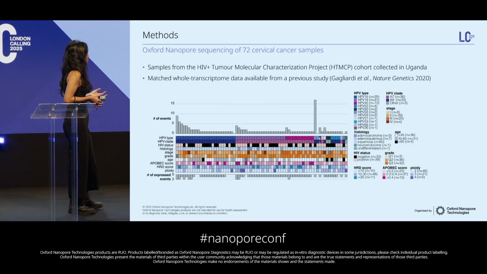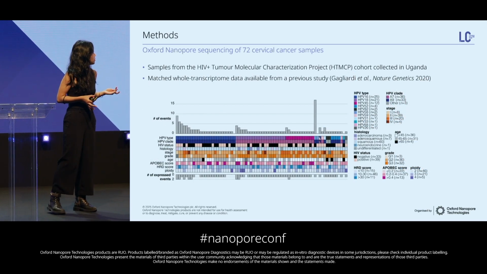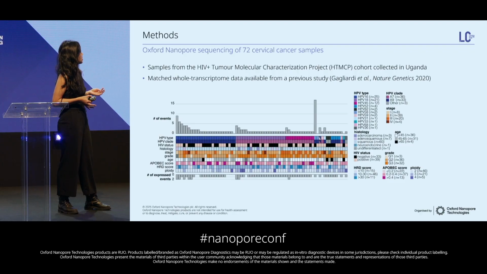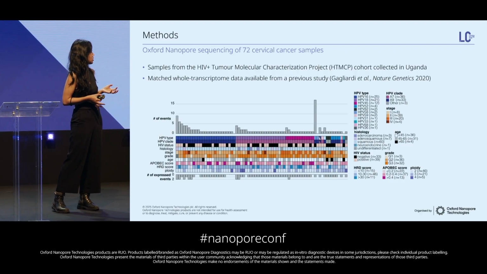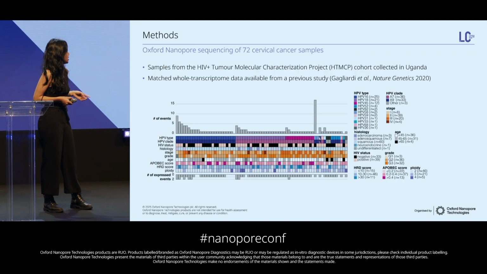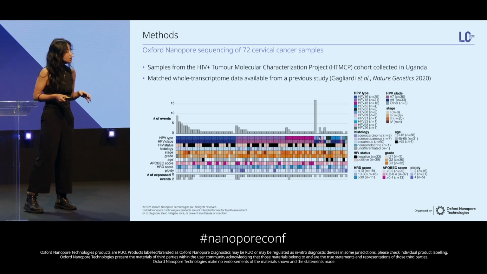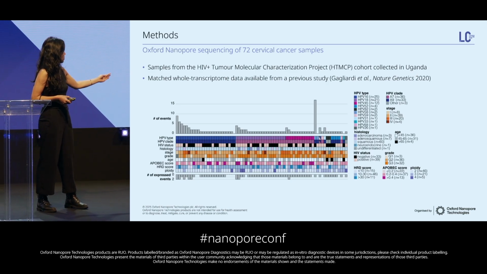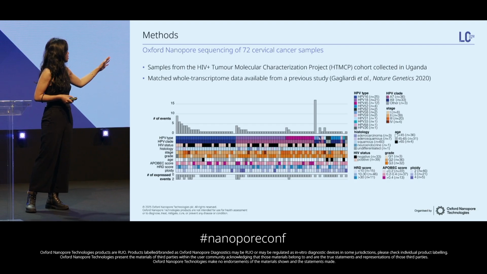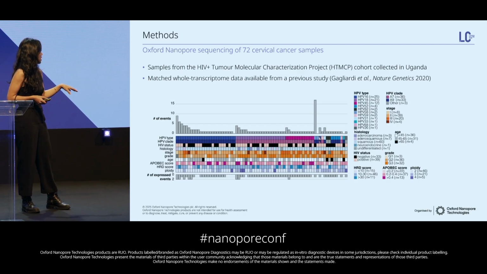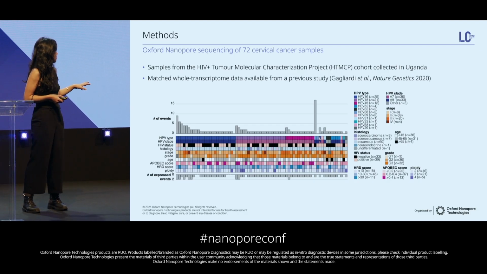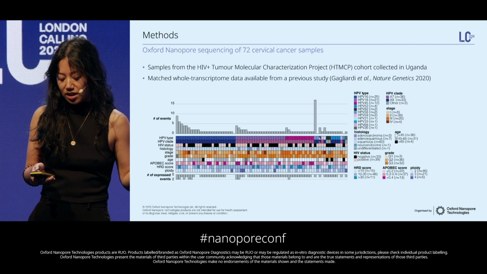To address this, we used long-read nanopore sequencing to characterize 72 cervical cancer samples from the HTMCP cohort. We previously characterized this cohort using short-read, so we do have matched whole transcriptome data available. And this is an overview of our cohort. You can see that we have the majority of the high-risk common HPV types. We also have patients with both HIV-positive and negative status.